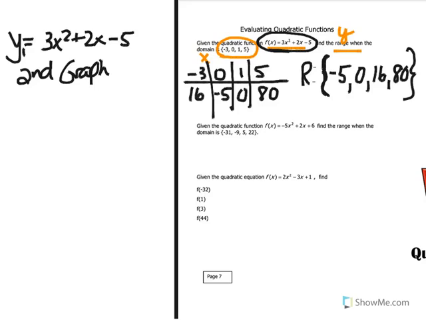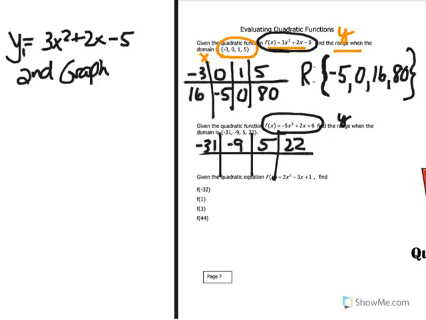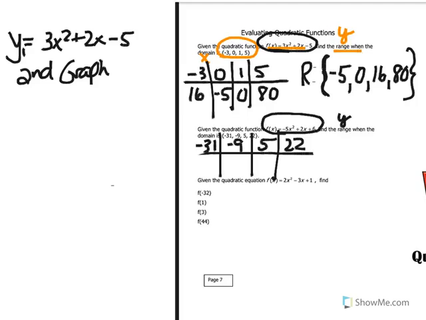Now you can do the same thing with the next one. It says, given the quadratic function, and here it is, find the range, which is your y's, when the domain x is this. Again, I highly recommend you do something to keep your work organized. I like to make a table, so I'm going to put -31, -9, 5, and 22. Then I'm going to use my calculator to get the information.